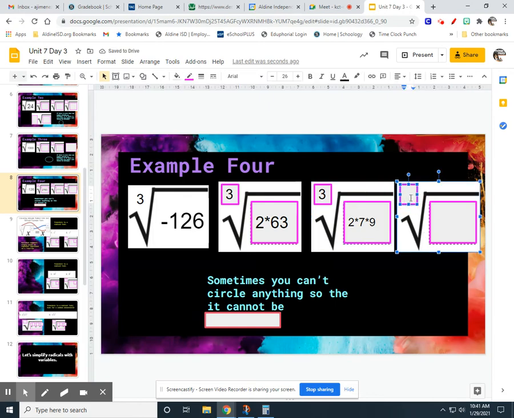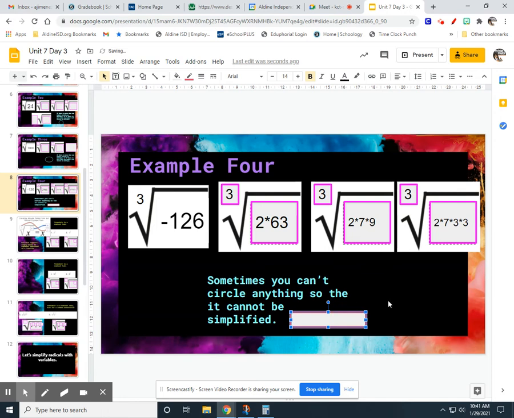And then I know that 9 is 3 times 3. All right. I don't have 3 of the same number. I don't see the number 3 three times, so I don't have anything to circle. So sometimes when I don't have that, it just can't be simplified. You leave it as this right here. That would be your answer.